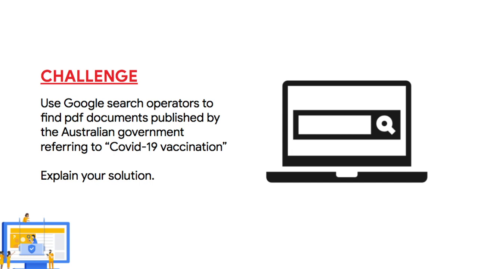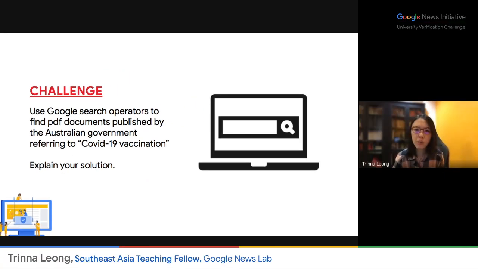Now for today's challenge, use Google search operators to find PDF documents published by the Australian government referring to COVID-19 vaccination. And remember to explain your solution.